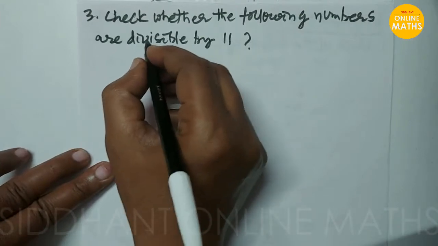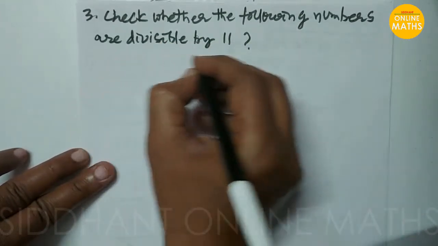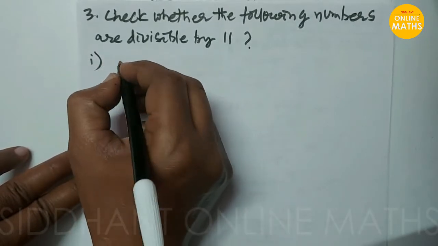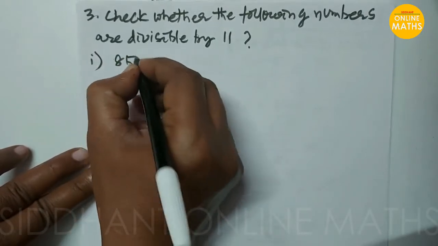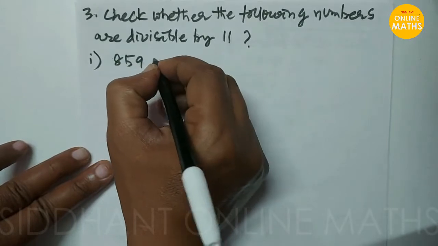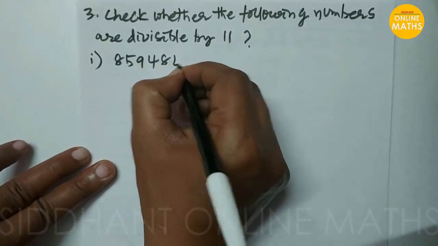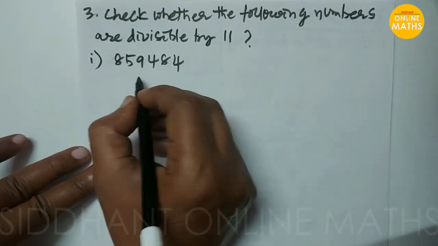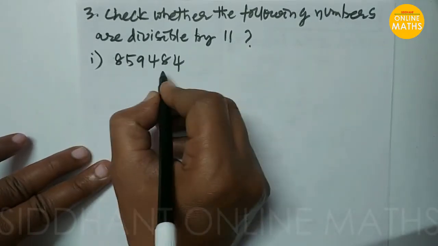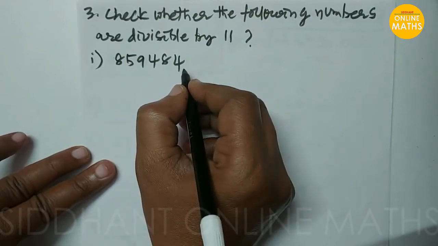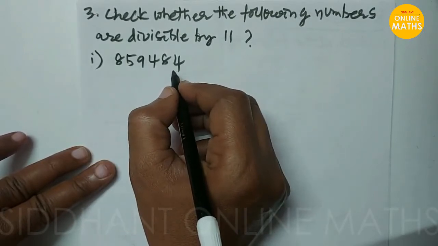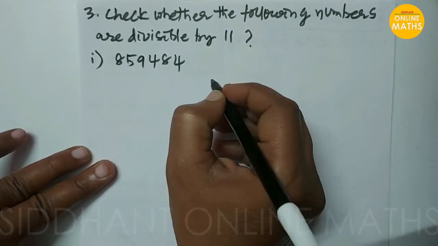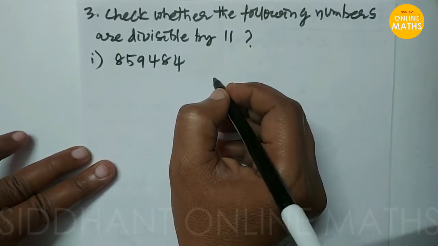Third question, check whether the following numbers are divisible by 11. So in this first question, 859484. So we know that we are going to select the digits at odd places and the digits at even places, and we will see the difference, and the difference should be divisible by 11.